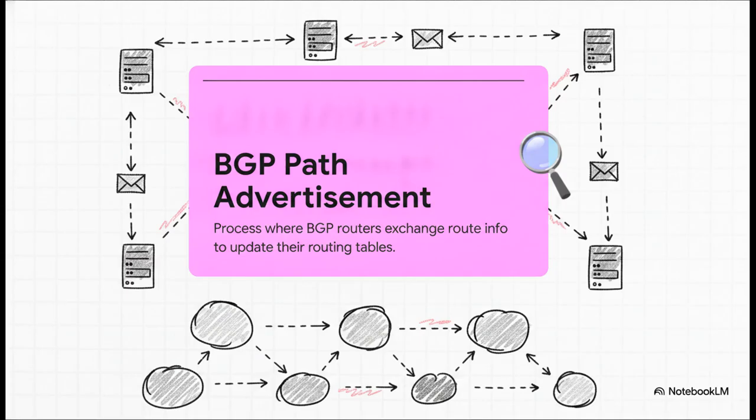You can kind of think of BGP, the Border Gateway Protocol, as the internet's postal service. Path advertisement is basically the essential method these BGP routers use to share their local maps with one another. When a router learns a new route, it doesn't just keep it a secret, right? It advertises that route out to its BGP peers. And by constantly exchanging this information, routers are able to collectively build this massive, highly accurate, and totally up-to-date global view of the internet's routing tables.